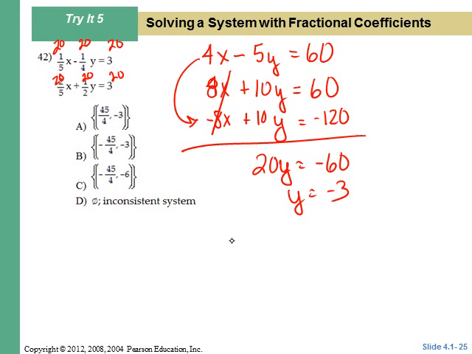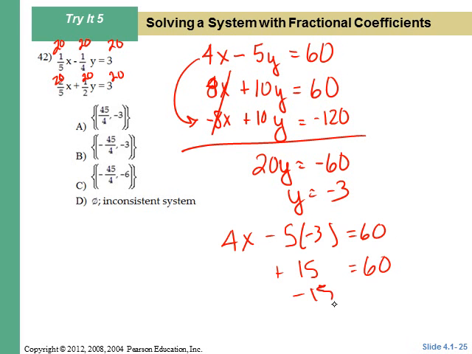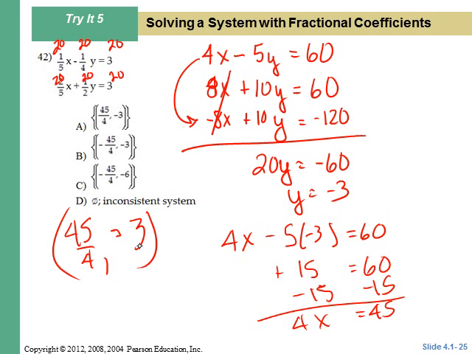I'm going to substitute into the first equation: 4x minus 5 times negative 3 equals 60. 4x plus 15 equals 60. Subtract 15 from both sides. I get 4x is 45. x is 45 over 4. y is negative 3. So sometimes you get fractional answers when you have a fractional equation. Okay.